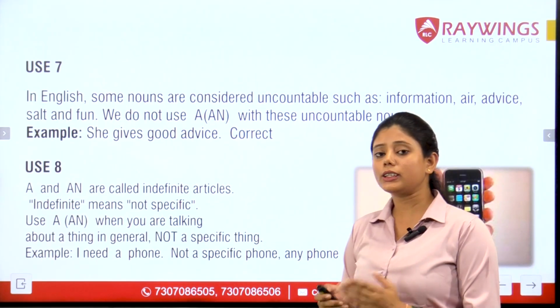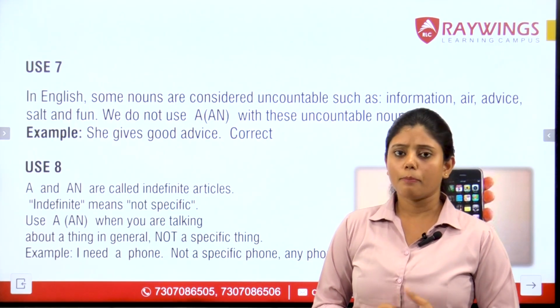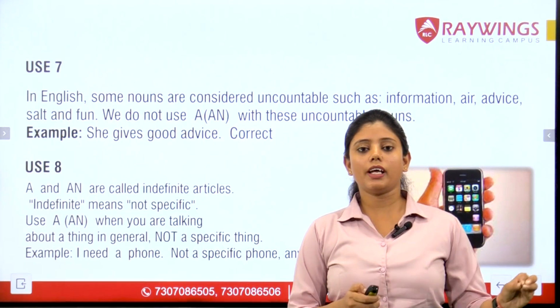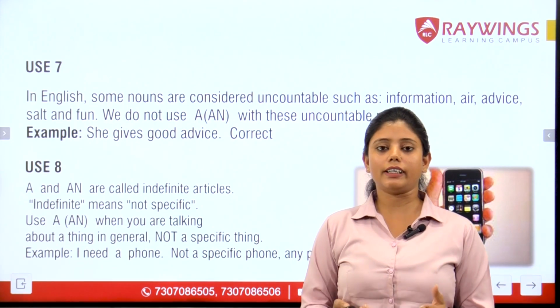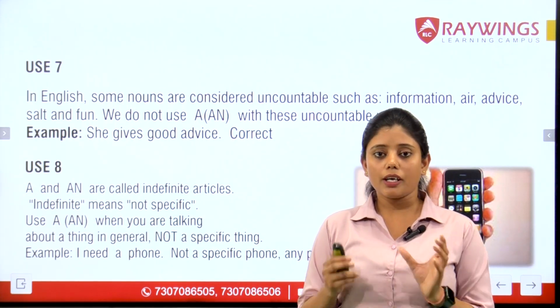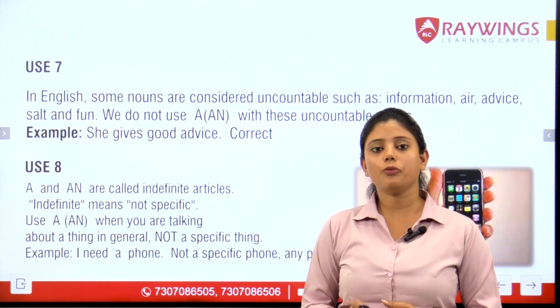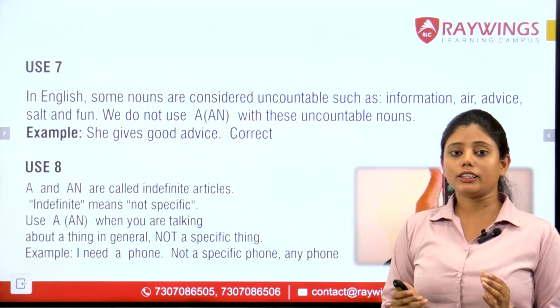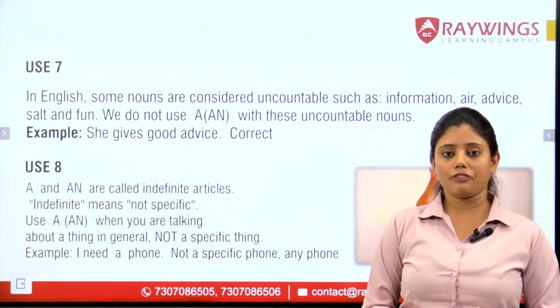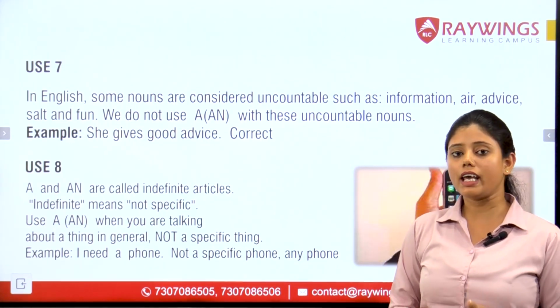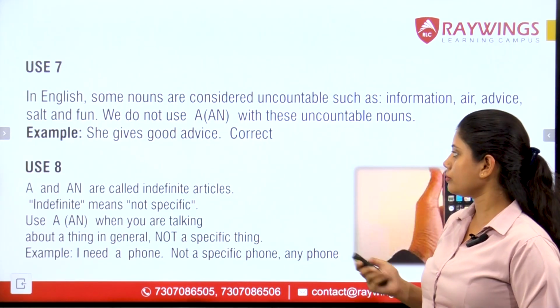Here, the person is saying that he wants a phone, but he is not specifying a particular phone. He just said that I need a phone. Now, is he clarifying what type of phone he wants? No. So, therefore, we are not going to use article the with it because it's a definite article. We'll use article a and an before it.